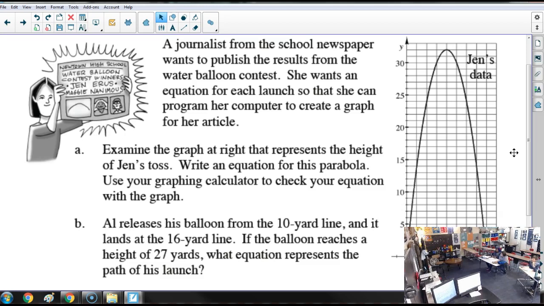Alright, so thinking back to our water balloon contest, a journalist from the school newspaper wants to publish the results. She wants an equation for each launch so she can program her computer to create the graph for the article. Examine the graph on the right that represents the height of Jen's toss. Write an equation for this parabola. Use your graphing calculator to check your equation.